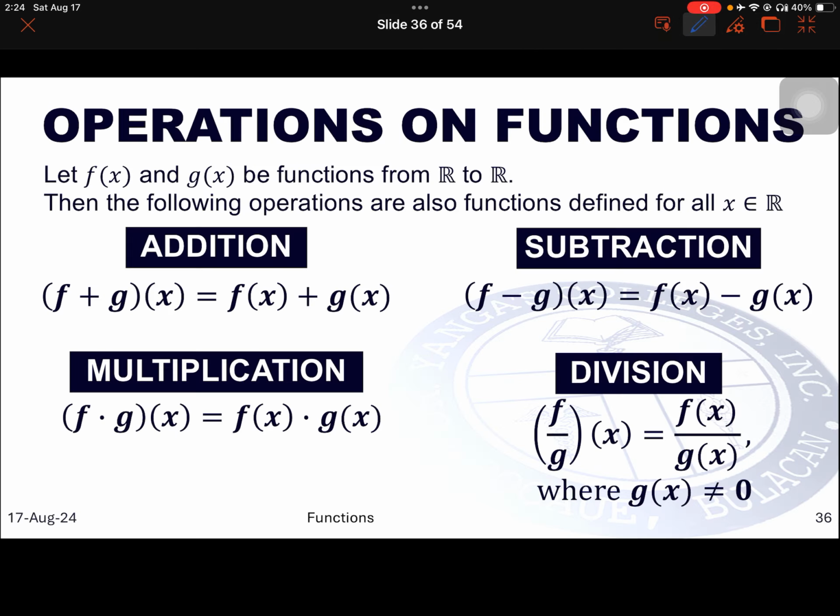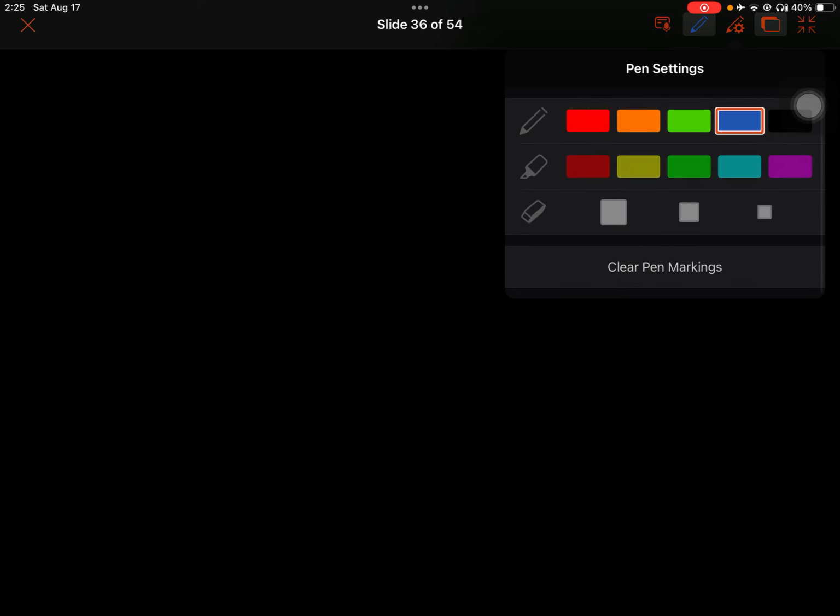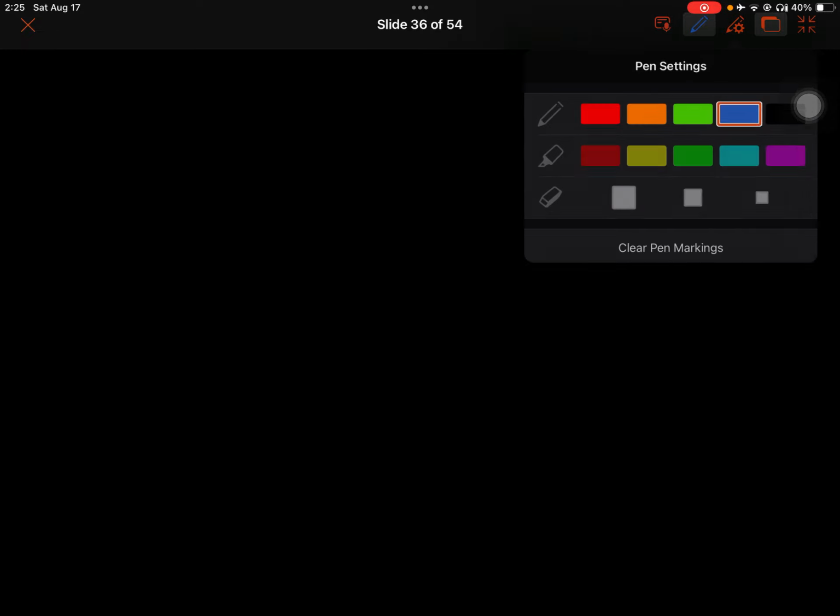Negative 1 times negative 4x. Oh no, what happened? Oh, I have to start again. Start over.